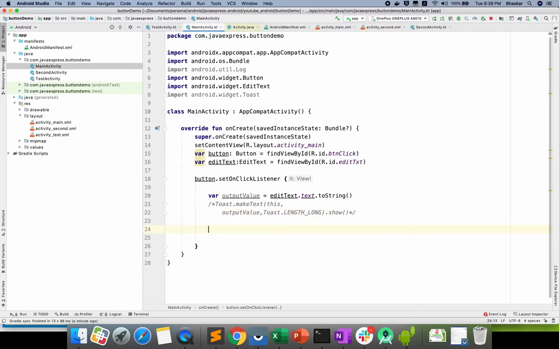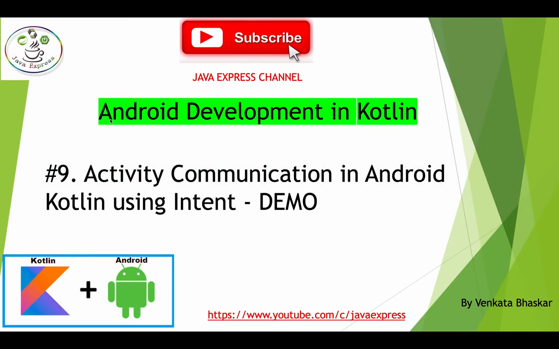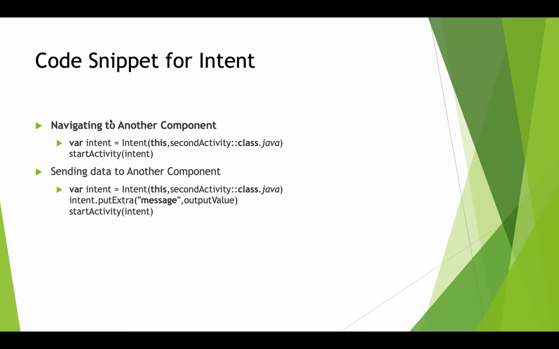Now let me go to my PPT. I will show you the snippet. See, if you want to navigate to another component, how to create an object, this is a new intent object. Just start the activity, and it will go to the second page. That's it, it's very simple.